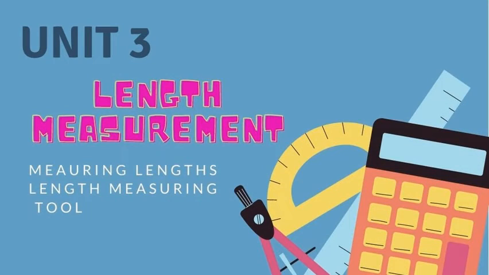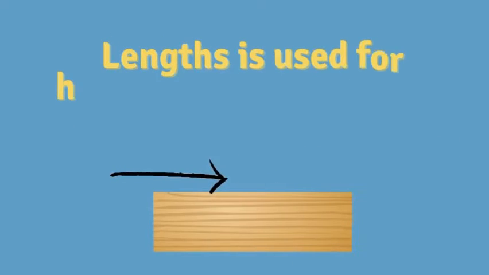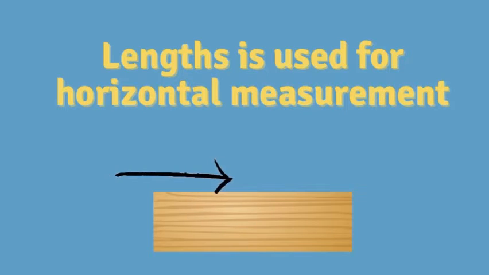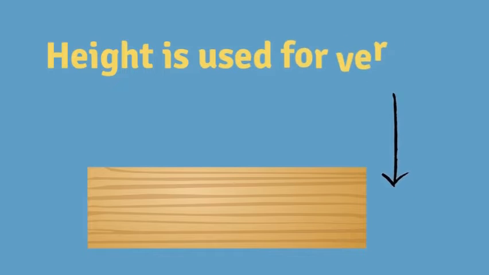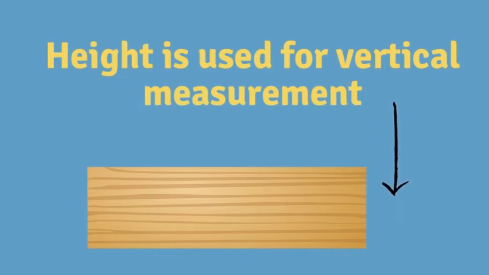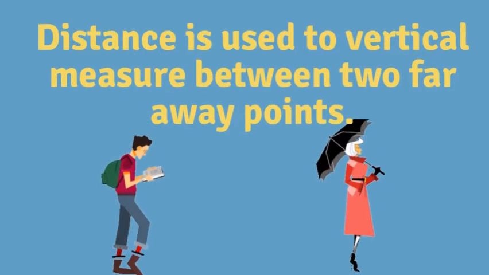Unit 3, Length Measurement. First, let's learn about measuring length. Length is used for horizontal measurement. Height is used for vertical measurement. Distance is used to measure between two faraway points.